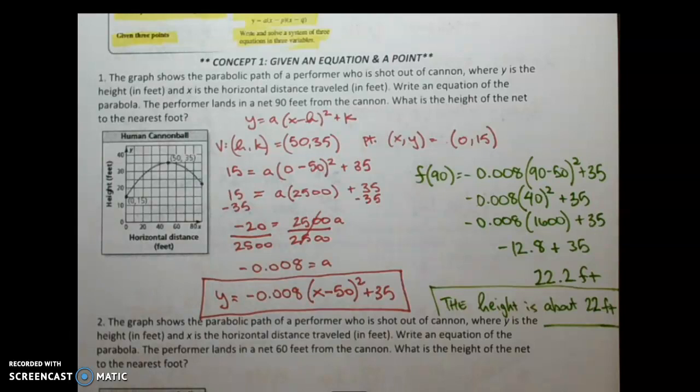Same idea. You're going to go ahead and plug your point and vertex into the vertex form. Solve for A, and then you're going to go ahead and do f of 60 this time for your answer for number 2. Alright, go ahead and give it a shot. And please pause now because I'm going to go ahead and show the answer.